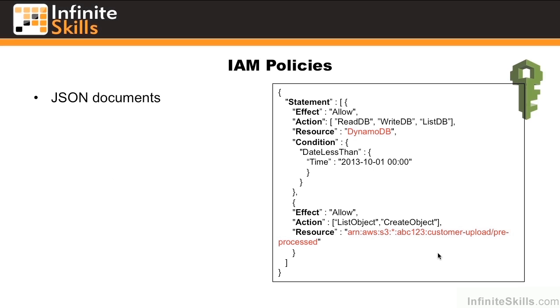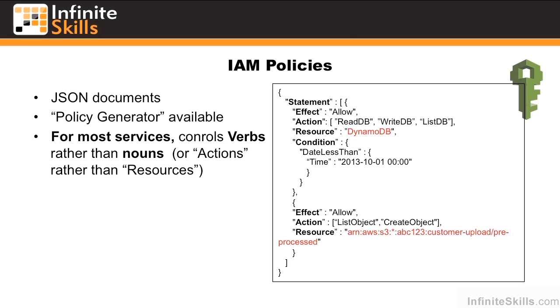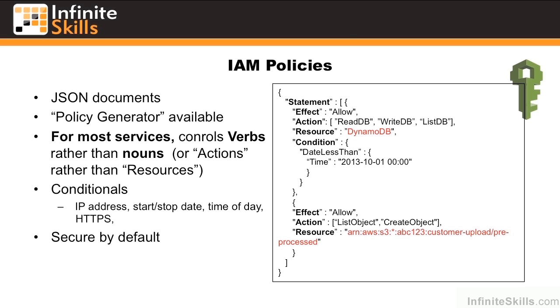IAM policies are JSON documents. There's also a policy generator available, which helps assist in the creation of these documents. For most services, IAM controls the verbs rather than the nouns, or the actions rather than the resources. Inside of the policy, you can specify conditionals, such as IP address, a certain start or stop date, the time of day, HTTPS required, and so forth. It's secure by default. It requires an explicit allow be present in the policy.